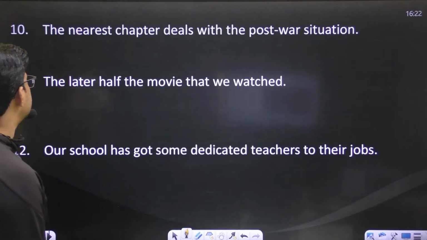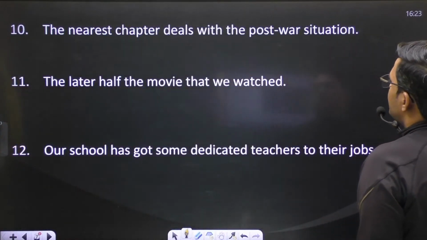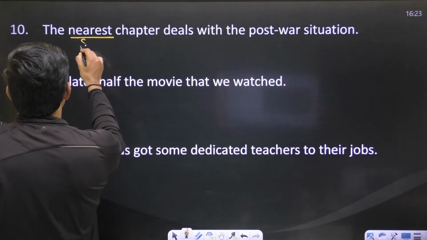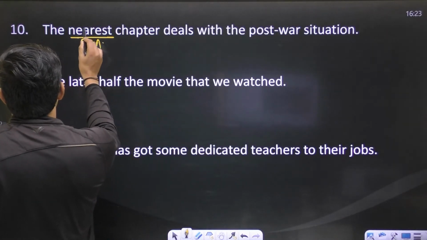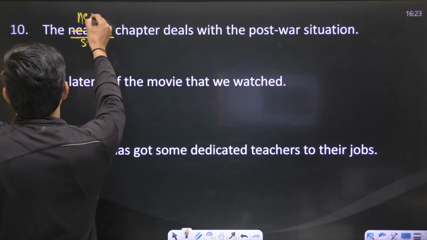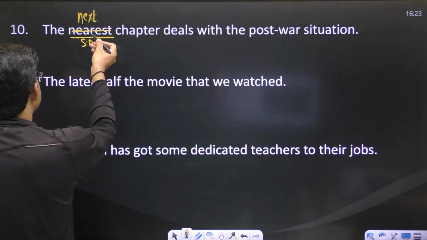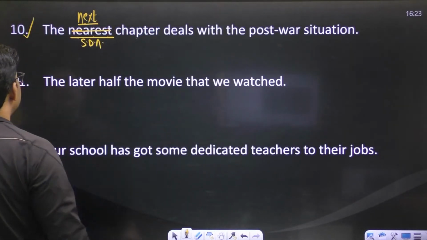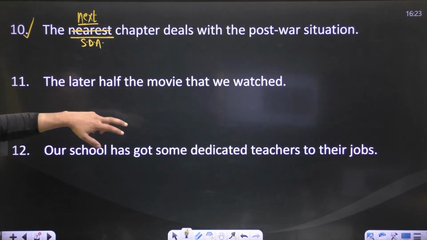Okay, next sentence is, the nearest chapter deals with the post-war situation. Here you have an adjective of superlative degree, nearest, but as per requirement, as per situation, we don't need nearest. Actually, we are talking about a chapter, and a chapter can't be nearest. The adjective next will be there. The sentence will be like, the next chapter deals with the post-war situation.